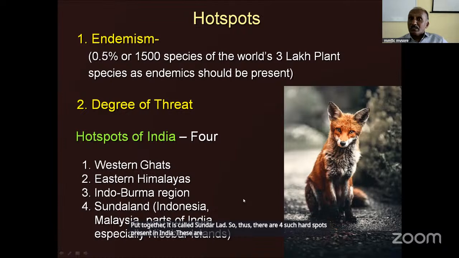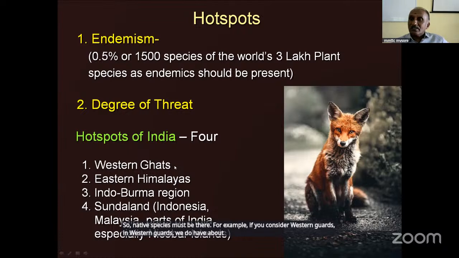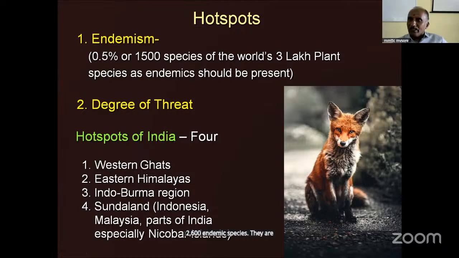These are rich in species. A minimum of how many? 1,500 endemic species must be there. Endemic species, remember, native species must be there. For example, in the Western Ghats we have about 2,600 endemic species. They are not born anywhere else in the world. They are born and brought up only in the Western Ghats. Likewise, the Eastern Himalayas have approximately 3,000 to 4,000 endemic species. So based on endemism, the hotspots are recognized. Hope you have understood this term, hotspot.